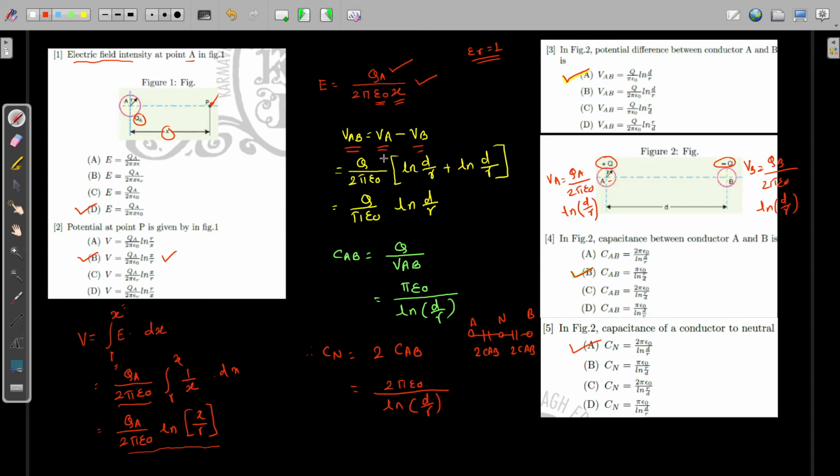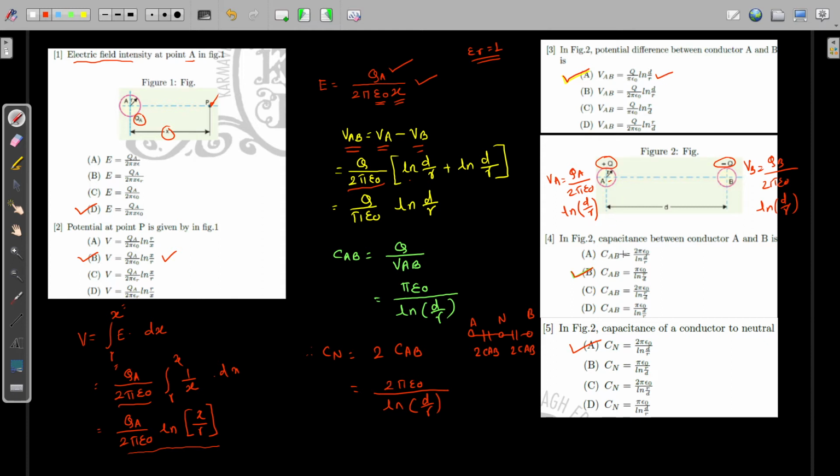Suppose I substitute VA and minus VB, so this minus Q will become a plus Q. Taking Q upon 2 pi epsilon 0 common, it will give ln d by r plus ln d by r, that is, twice ln d by r. So the 2 will get cancelled. So Q upon pi epsilon 0 ln of d by r, natural log of d by r.